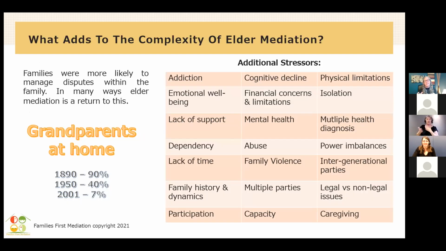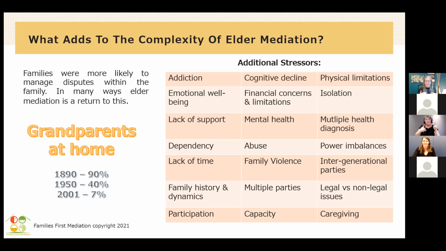So the complexity, I like the numbers on the left-hand side, I think are great, because I think elder mediation in a lot of ways, since it's putting the self-determination back on the families, is kind of a return to families taking care of their own, right? So grandparents that lived at home in 1890, 90% of grandparents lived at home with family. You were right there. The family was taking care of things. There was no dispute about that. You didn't bring outsiders in, right?